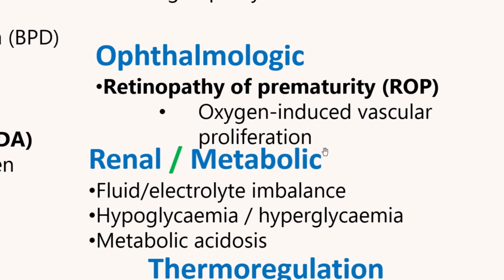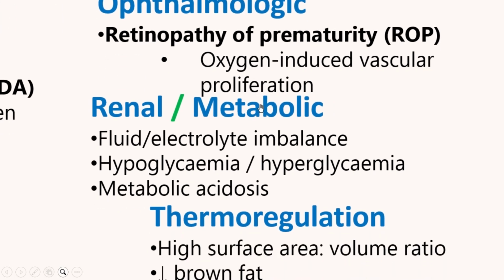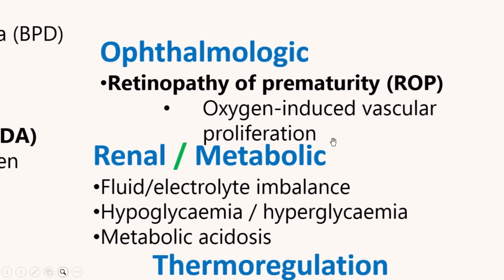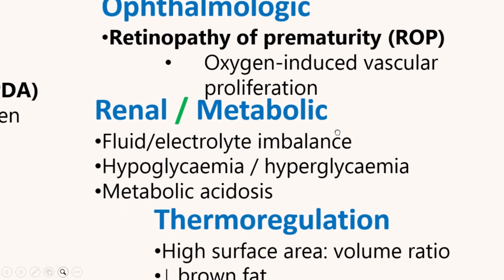Ophthalmologic complications are going to be retinopathy of prematurity, and this is because these neonates are going to be on oxygen support for a long time, and the oxygen induces vascular proliferation. This is going to be in the retina, and once you have the vascular proliferation, this is going to cause issues with sight. These are babies who may go on to actually lose their sight, and to correct retinopathy of prematurity is something that is not easy. Sometimes it involves laser ablation of those vessels and things like that.